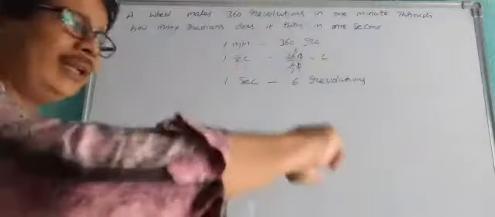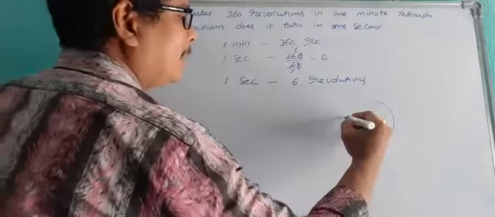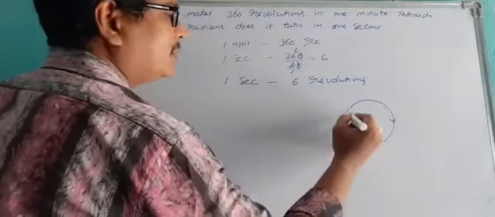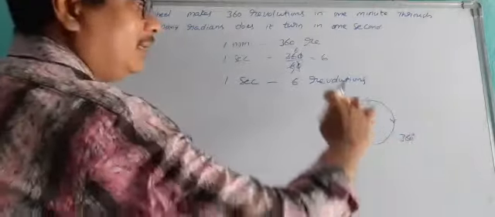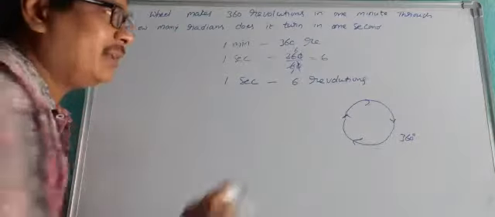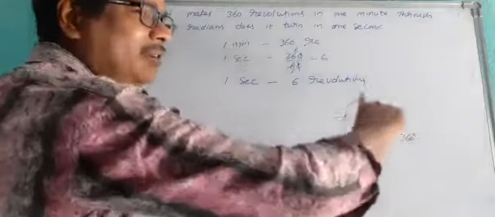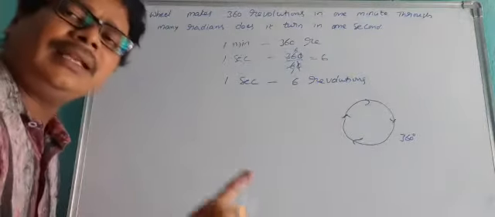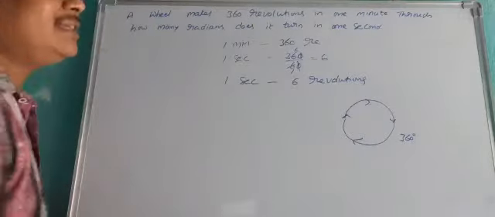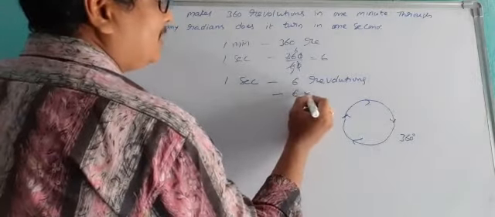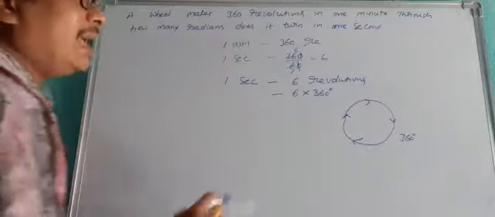In one revolution, that means in one complete turning, it makes 360 degrees, that is a complete angle. How many revolutions are there? 6 revolutions. In one revolution it makes 360 degrees, so in 6 revolutions it makes 6 into 360 degrees. But we have to find such angle in radians.